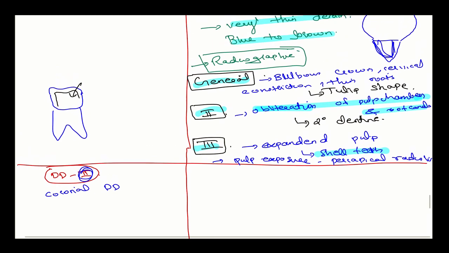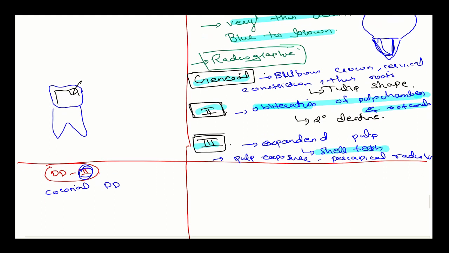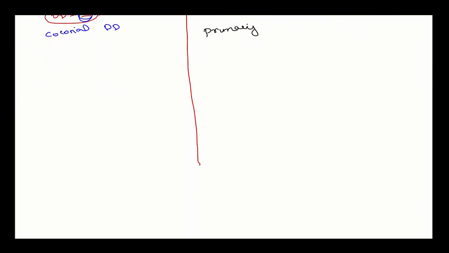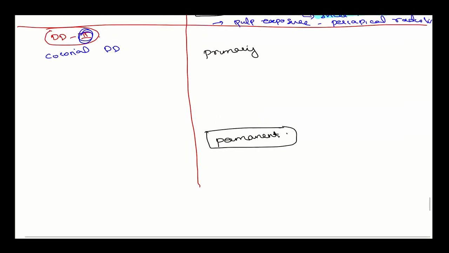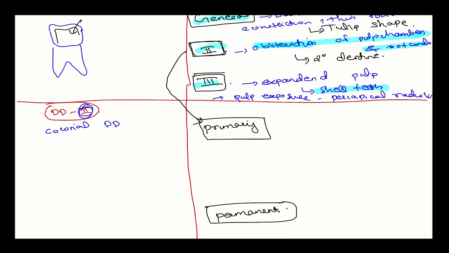Now, similarly, like we did the classification of dentinogenesis imperfecta type 2 and type 3 separately, here we will discuss primary and permanent teeth separately. Why? I'll tell you just now. Because this has similarity with this, and this has similarity with this. That's the reason.